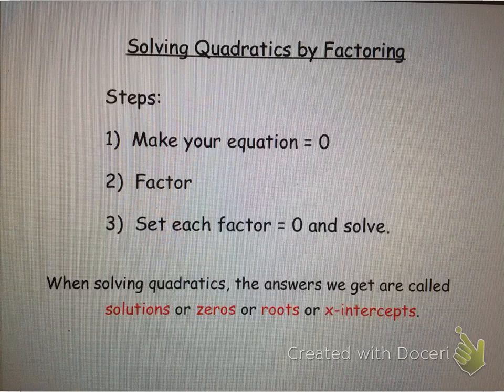So today we are going to solve quadratics by factoring, and there are 3 steps to this process. The first step is to make your equation set equal to 0. Then the second would be to factor using all the methods that we learned in the previous lesson. And then the third is to take each factor, set it equal to 0, and then solve the resulting mini equations.